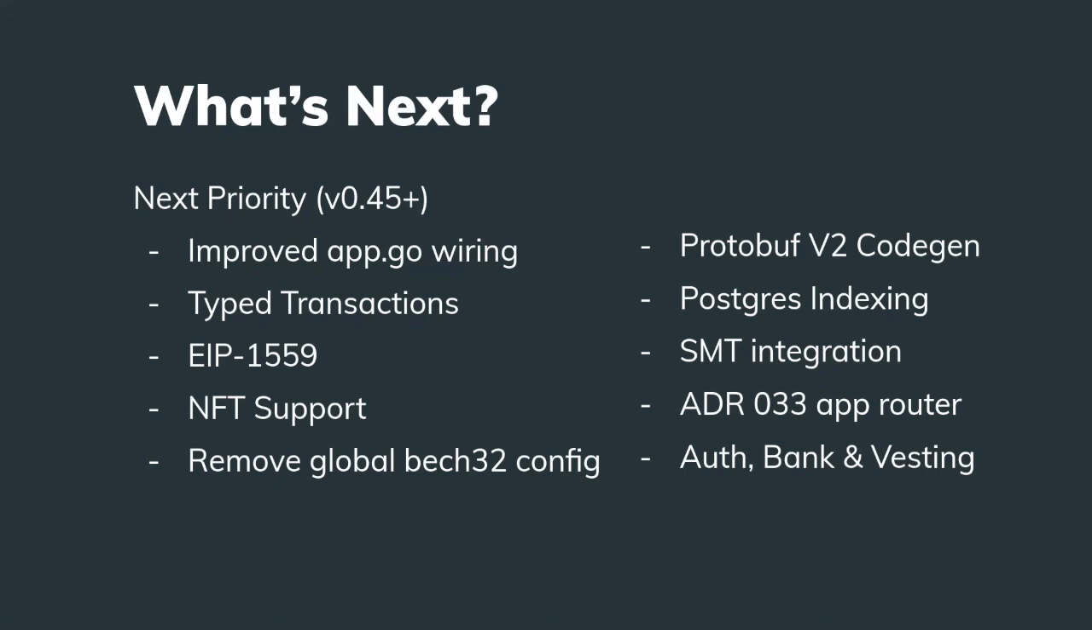And that's an exciting feature that we would have liked to get in 0.44 as well, but it's going to be held off for the next release. Global bech32 config, we're going to remove that. Proto v2 codegen, Postgres indexing, SMT integration, ADR 033 app router updates, and then x/bank vesting refactor.